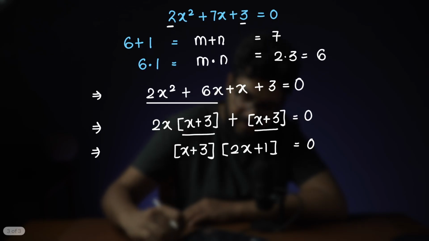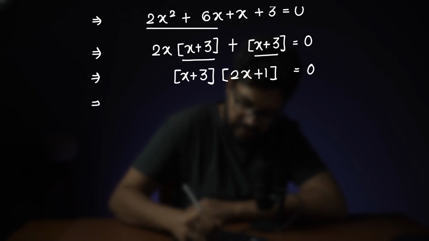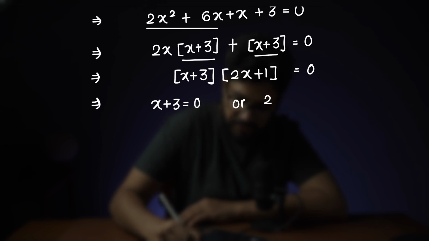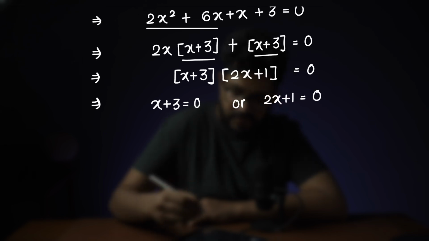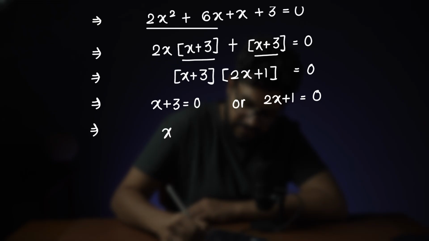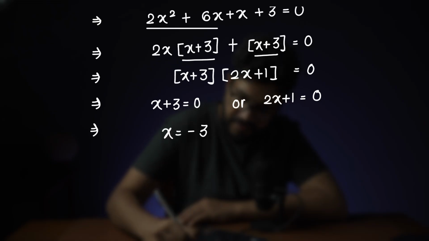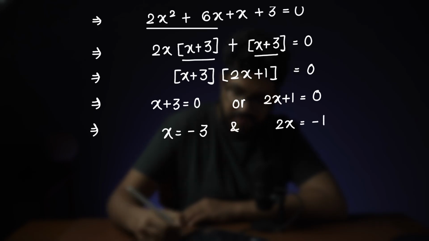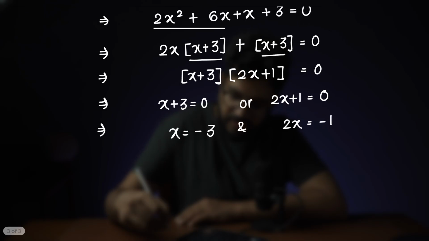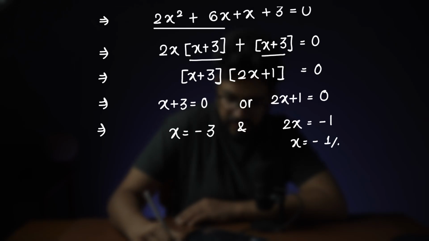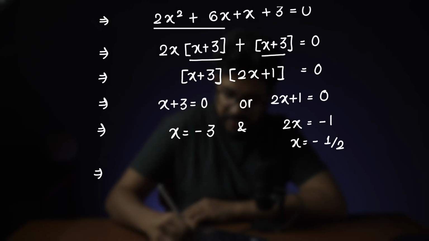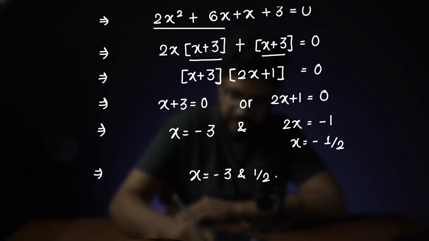Now this means either the first bracket is 0, so x + 3 = 0, or 2x + 1 = 0. Solving the first equation gives us x = -3, and from the second equation I can take 1 to the other side, so it becomes -1. Then this 2 could be taken to the other side, so x = -1/2. So these are my two solutions, -3 and -1/2.